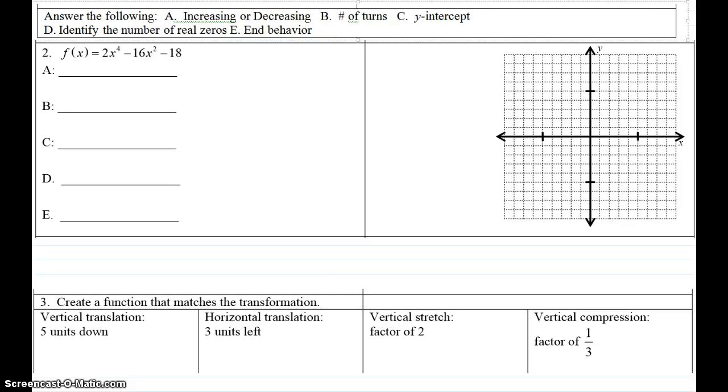Alright, let's look at our next graphing problem. Same thing. We're going to start by looking at it and say, is it increasing or decreasing? Since this is a positive leading coefficient, we know that it is going up, so it's increasing.